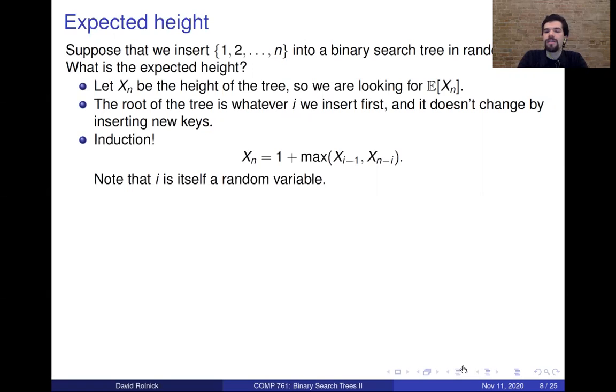And so the height of the left subtree is distributed as x sub i minus 1, which is the same kind of thing as x sub n. It's just the height of a tree with the keys inserted in a random order. Does that make sense?